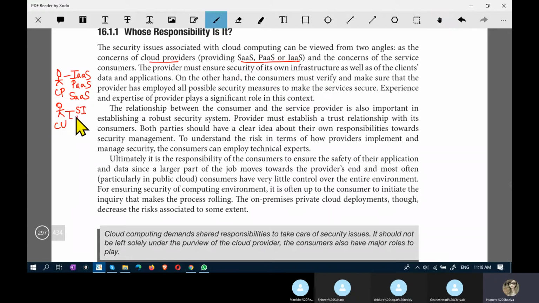So information availability, that is also a concern of the client. So what the consumer has to do is verify and make sure that all the possible security measures have been taken by this cloud provider.